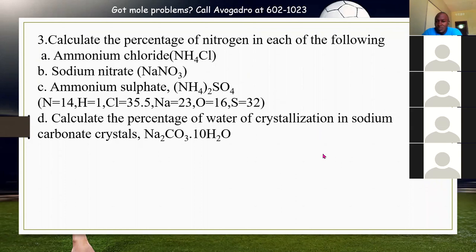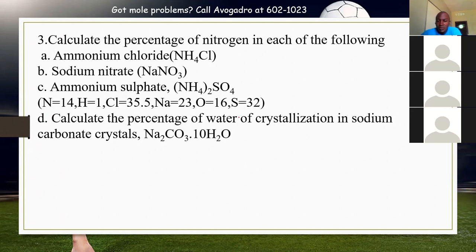Okay, calculate the percentage of nitrogen in each of the following. Ammonium chloride. Which one should I do? A up to D. Which one did you find challenging? Yes, Jason. D. Which? D, C? D. Oh, okay. We do D.